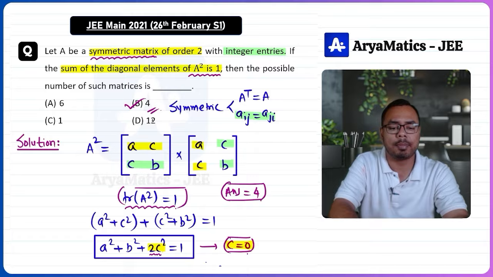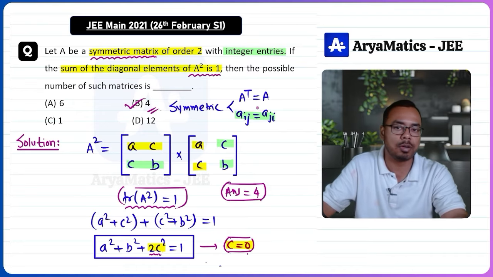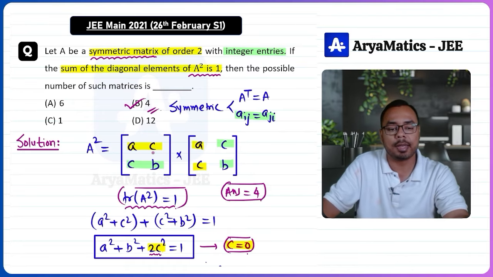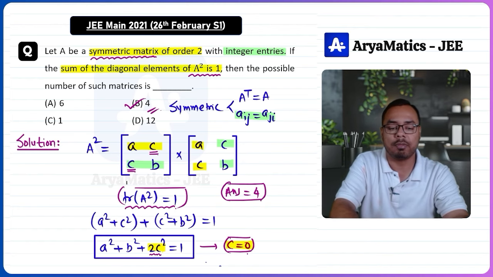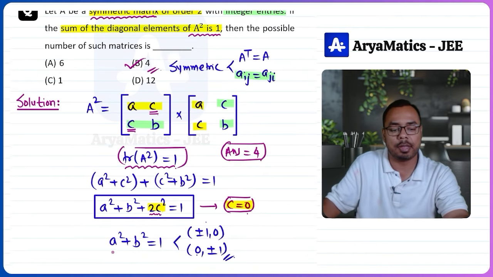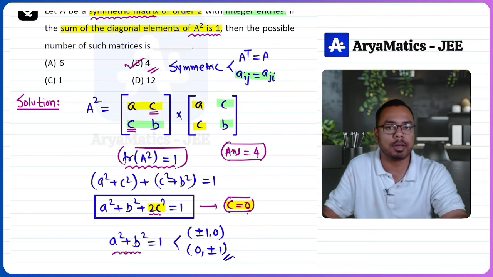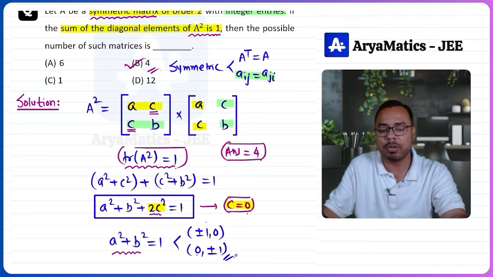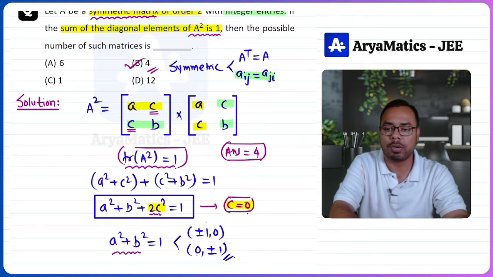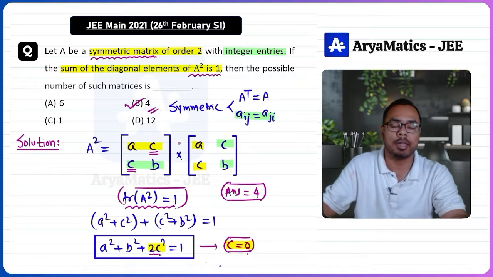So this was not a difficult problem. All we had to do was start with a general 2 cross 2 symmetric matrix. In case of a symmetric matrix, the element in ith row, jth column must be the same as the element of jth row, ith column. So from there we got a square plus b square plus 2c square as 1. And now the value of c must be 0. Then the equation was a square plus b square is 1, which means a is plus minus 1, b is 0, or a is 0 and b is plus minus 1. So total there are 4 such matrices, and therefore the correct answer for this problem is option B.